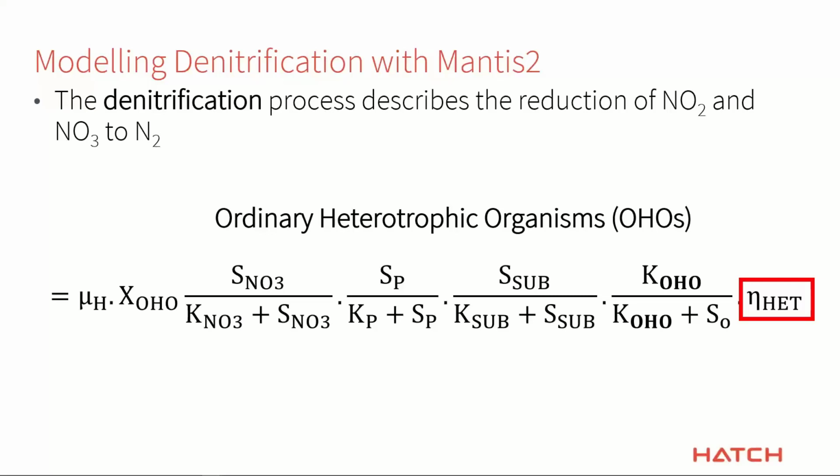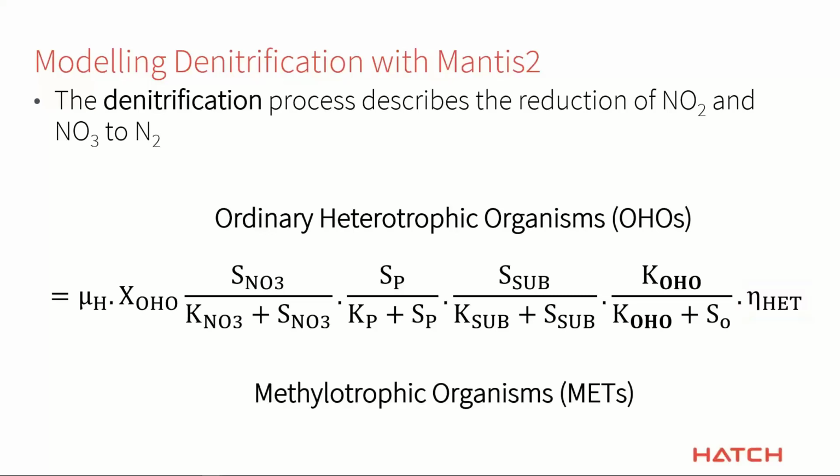Okay, so that is what it looks like for heterotrophic organisms. And as I said, we have a big set of values for this for nitrite, nitrate, and then each of the substrate types as well.